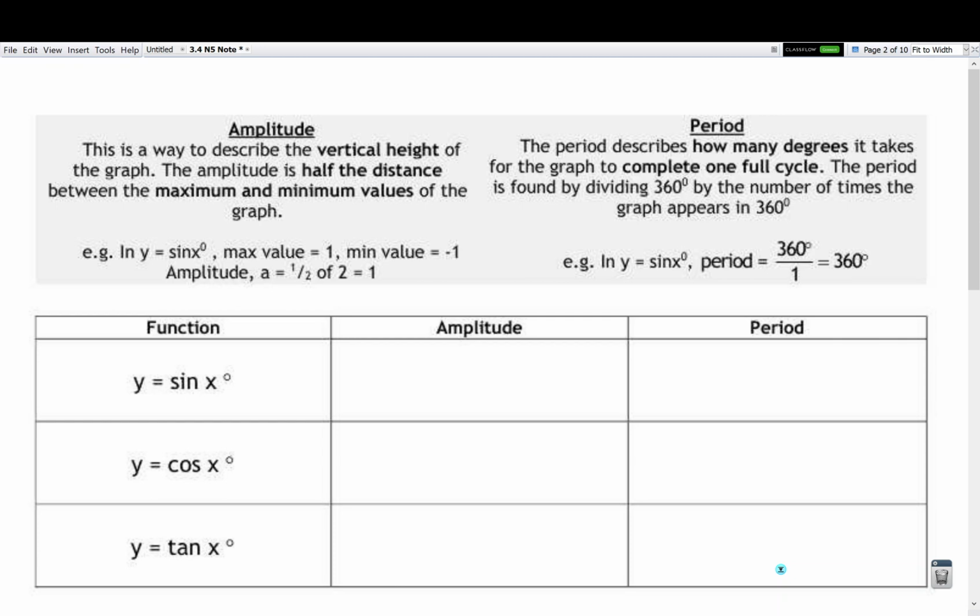Okay, so first of all, the amplitude is basically just a way to describe the vertical height of the graph, right? And we define it, and this is important, as half the distance between the maximum and minimum values. Can you highlight that, because that is really, really important. The amplitude is half of the distance between the maximum and minimum values of the graph.